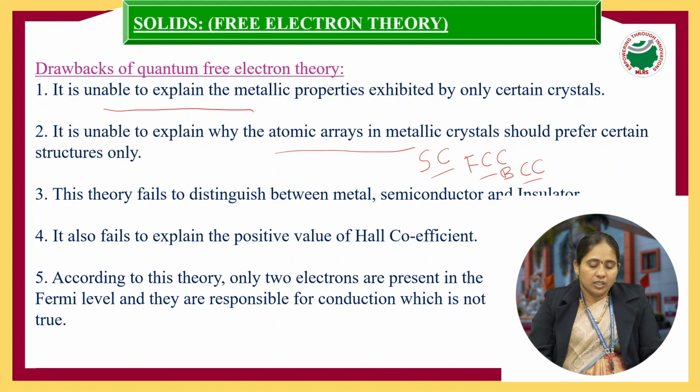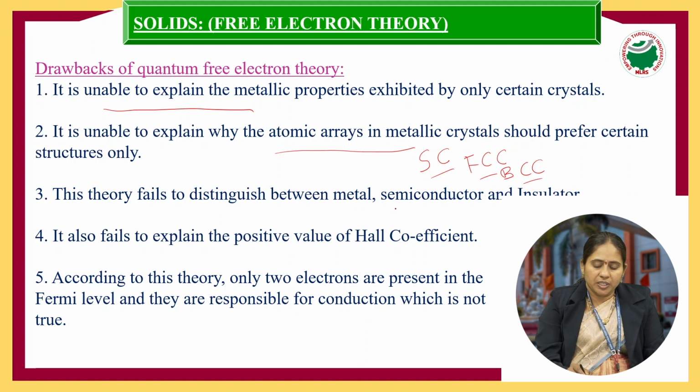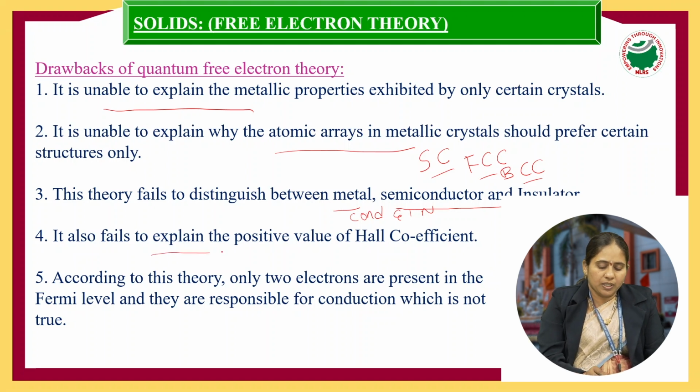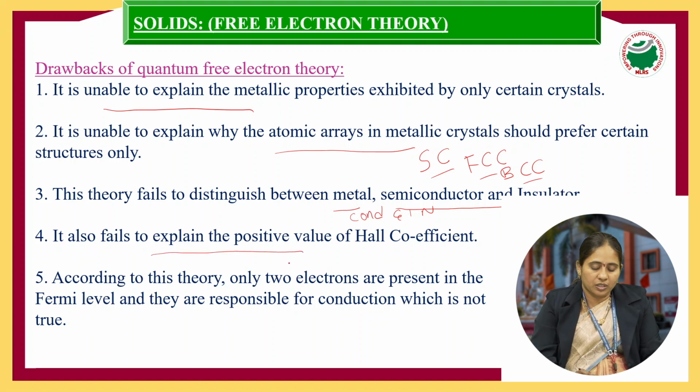And the third disadvantage or failure is that we cannot distinguish between metals and non-metals. Non-metals means semiconductors and insulators. Metal means conductor, and non-conductor means non-metal. So the differences between them are also not explained using the quantum free electron theory. Next, it fails to explain the positive value of the Hall coefficient. A positive Hall coefficient indicates a p-type semiconductor, and a negative Hall coefficient indicates an n-type semiconductor. So it does not explain the positive value of the Hall coefficient.